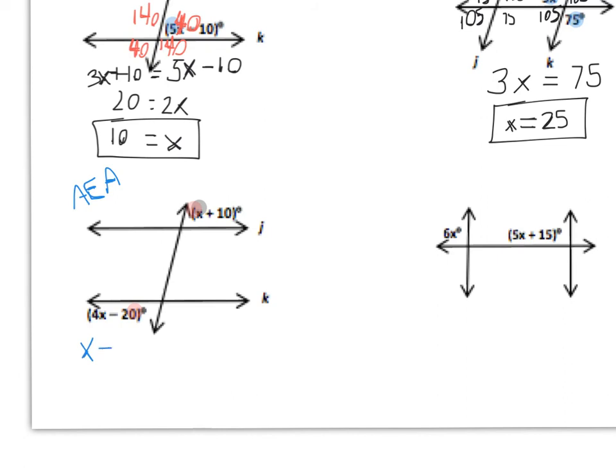x plus 10 equals 4x minus 20. So now I'm going to solve. I'm going to subtract x and get 3x. I'm going to add 20 to 10 and get 30. So x equals 10.